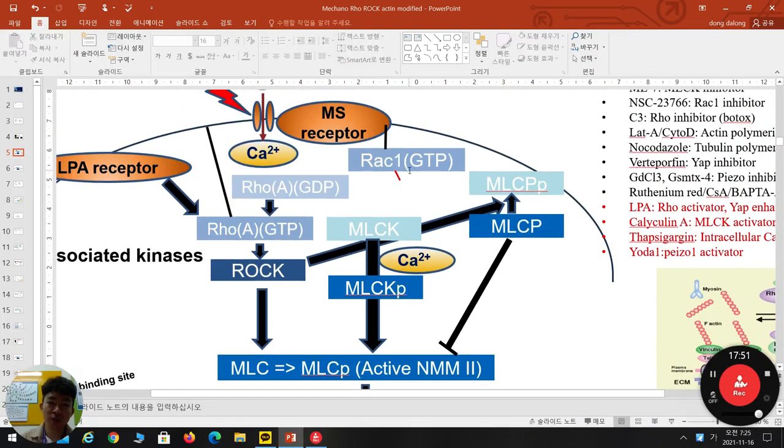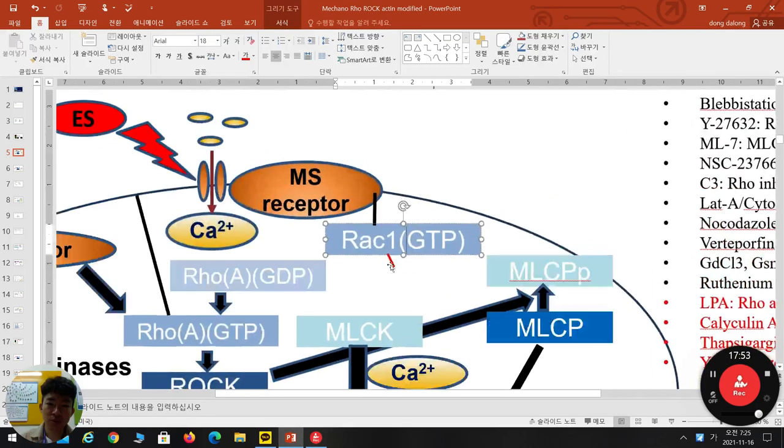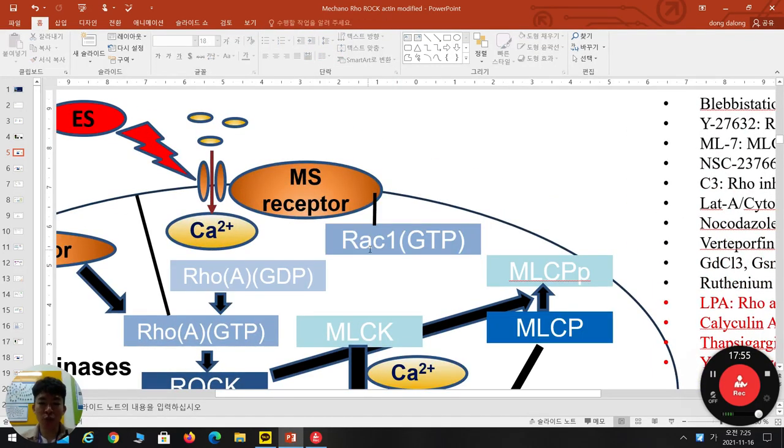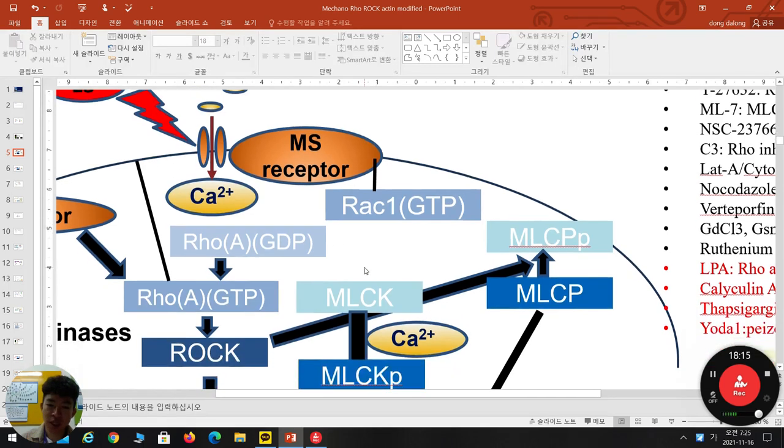In another one, ROCK1 somehow inhibits RhoA GTP, and RhoA GTP somehow inhibits ROCK1 GTP. I will show you later. So they reversely inhibit each other.